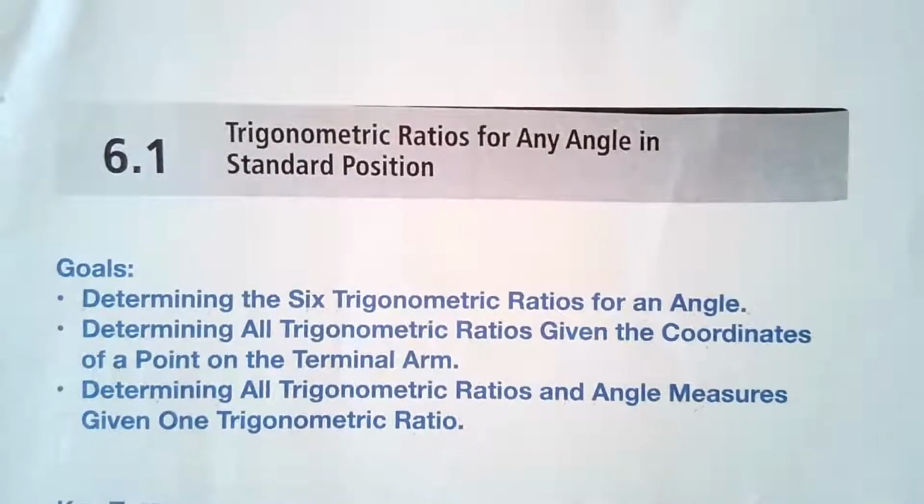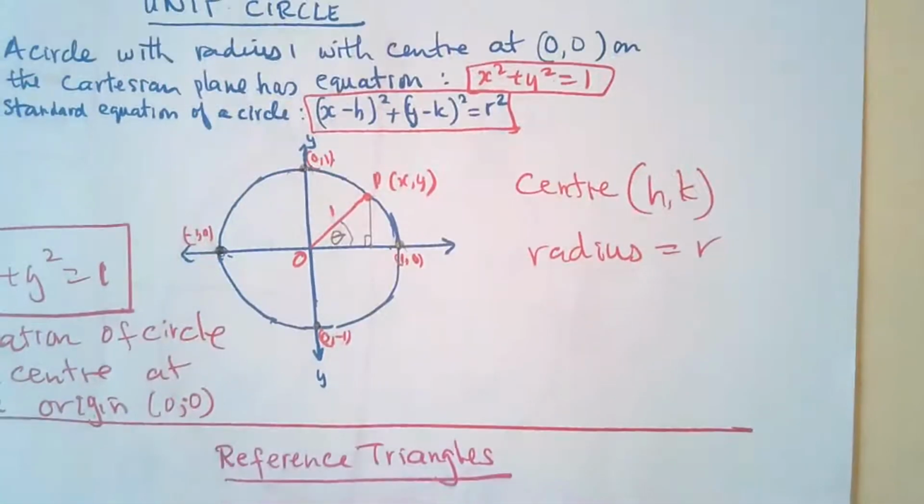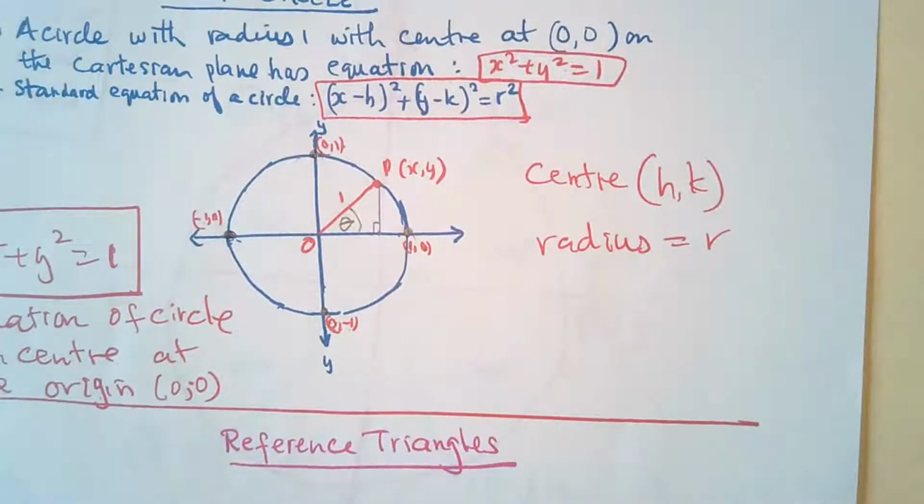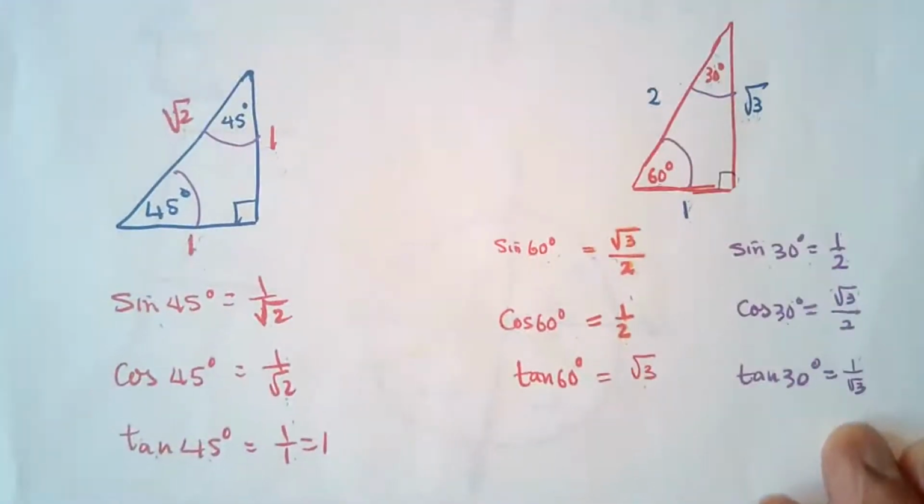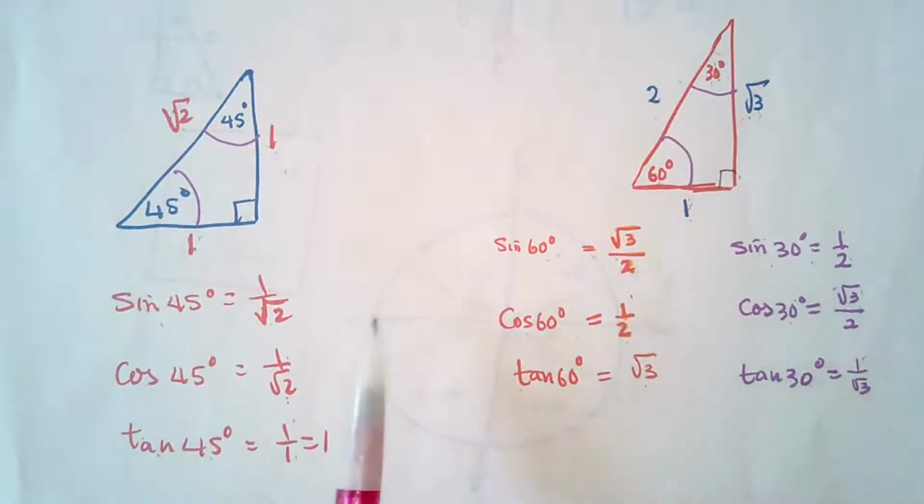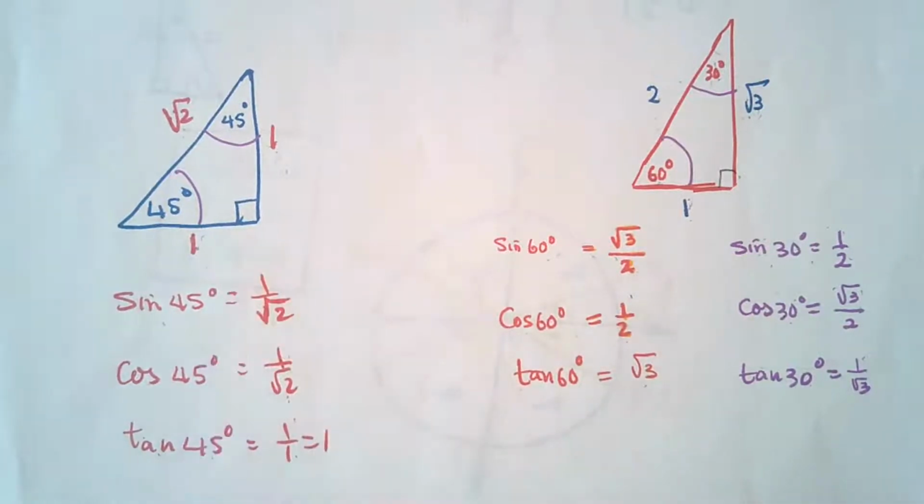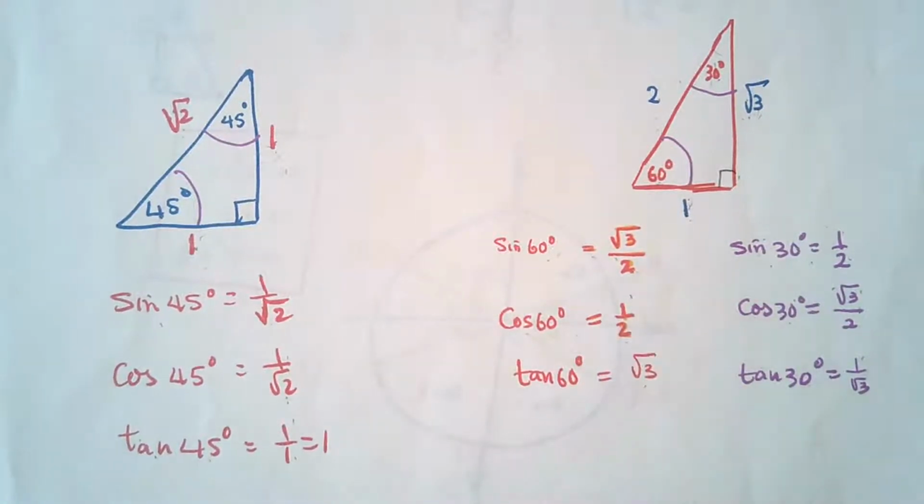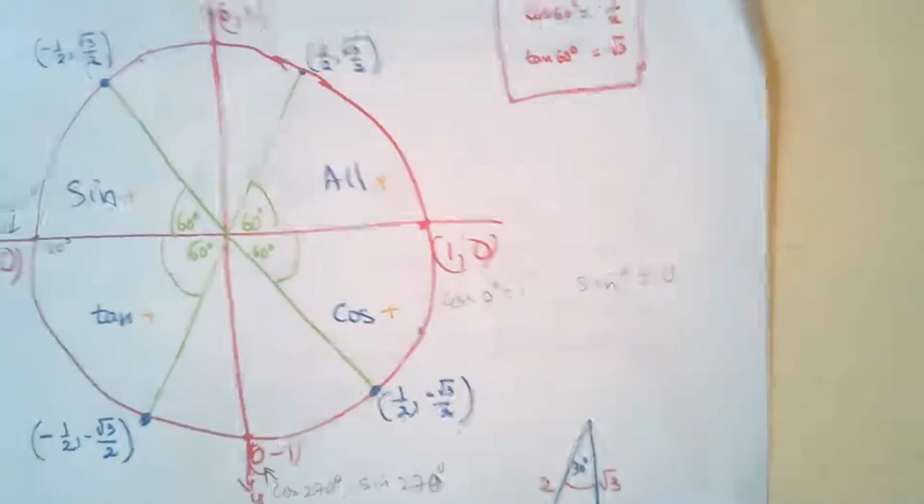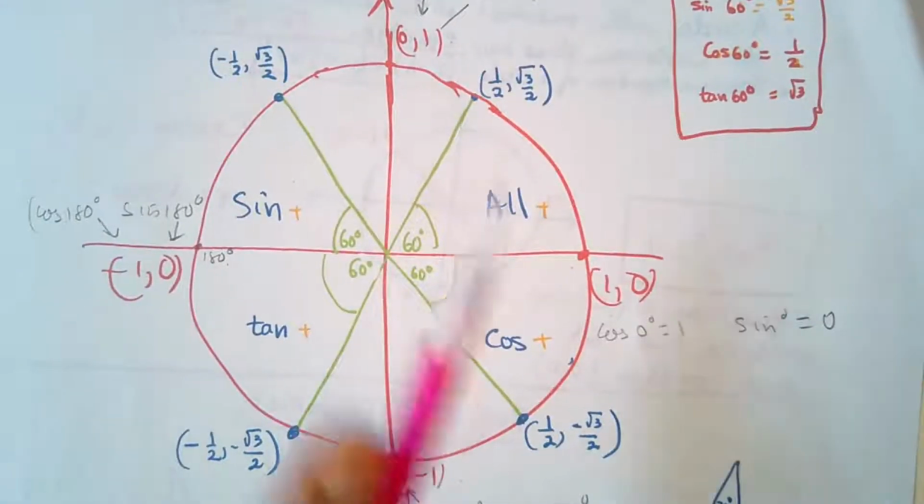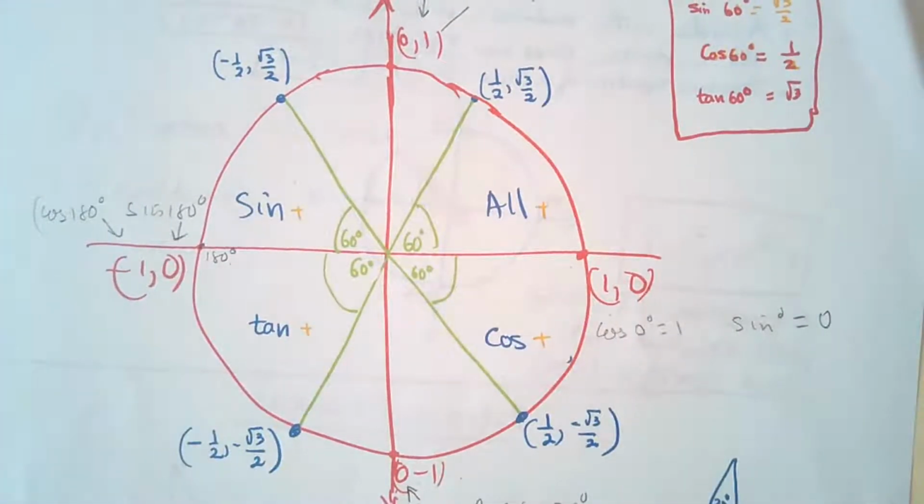Just a background, we will be utilizing our knowledge of the unit circle and the reference triangles, meaning the 45 degrees triangle, and the 60, 30 triangle. Okay. And just remember, we did sketches of those on the unit circle. There's a visual representation of all of it.